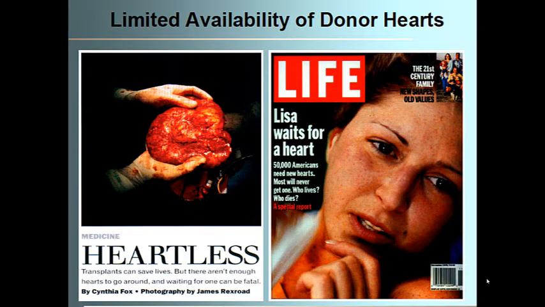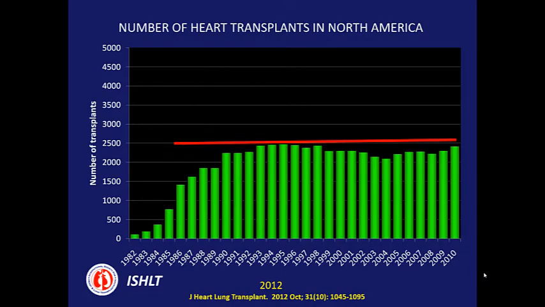How about transplant? Well, we're limited by available donor hearts. And this has been going on for decades. For the last 3 or 4 decades, this is the registry from the International Society for Heart and Lung Transplantation. And you can see the red line is about 2,500 transplants done in North America. We can't even get above that line for 3 decades. So transplant is not going to be an option for these patients.